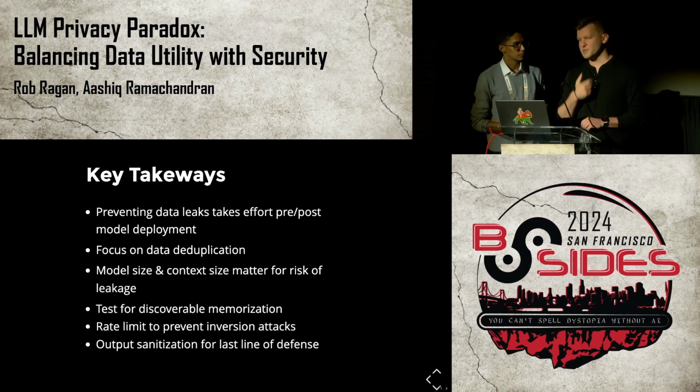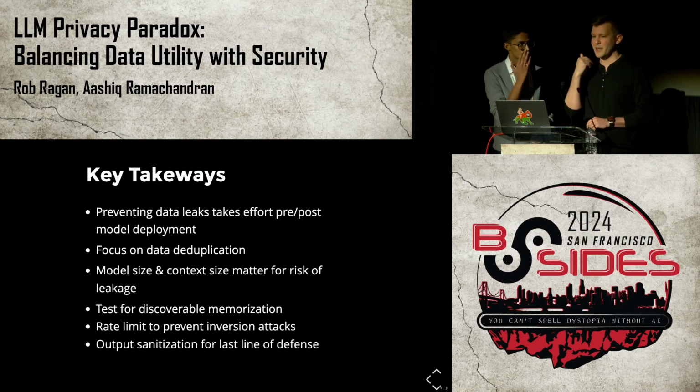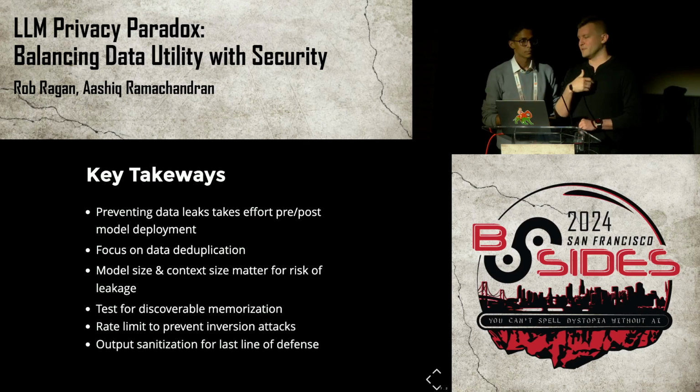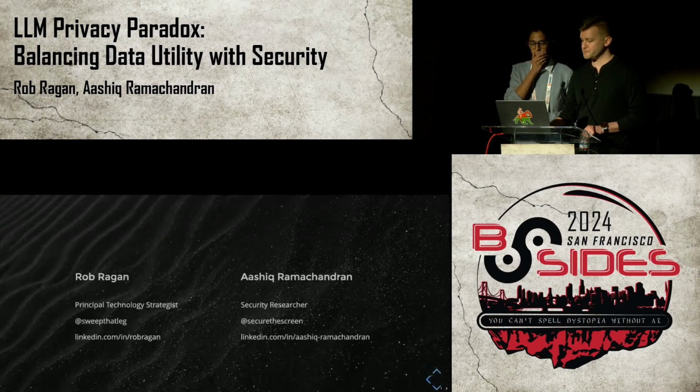And I think rate limiting is probably one of your best mitigation factors to see if there are adversarial or malicious attackers actually trying to test for leakage. And then output sanitization is going to be your best last line of defense.